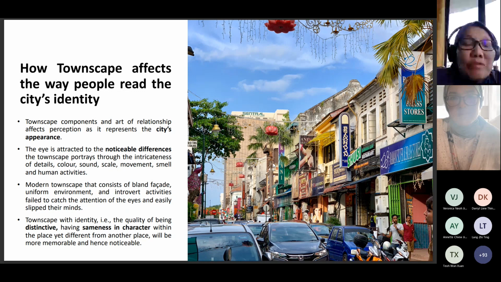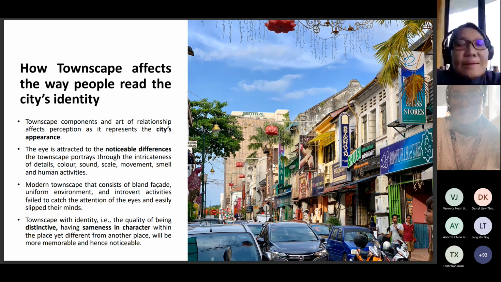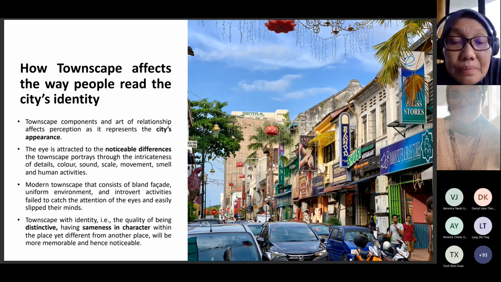And townscape with identity, i.e. the quality of being distinctive, having sameness in character within the place and yet different from other places, is what makes the identity of place. So you have to design the townscape so that it has its own identity. What is meant by identity is that within the place, it has something that is similar, something unique that is only shared by them, and you can differentiate this place from the rest, then you can tell that the place has its identity. Next.